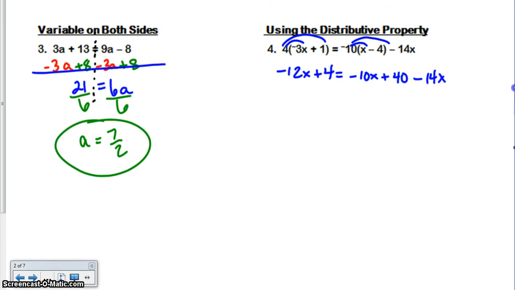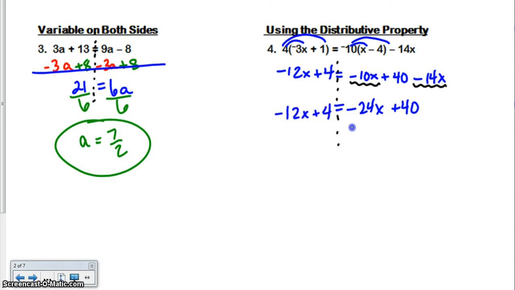So on my two sides of the equation, one thing I noticed is that on the right hand side here, I've got some like terms that I need to combine and rewrite that right hand side. So negative 10x, and then later on minus 14x is really negative 24x plus 40. It's best if you simplify each side before you start moving across the equation.